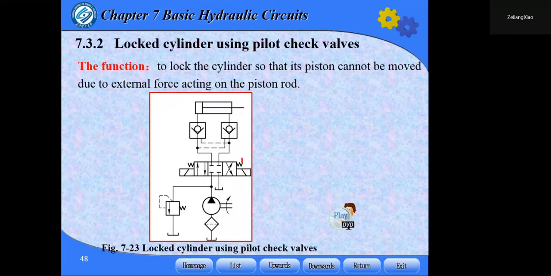The rod chamber is connected to the hydraulic actuated circuit. The first purpose of the locating cylinder is to lock the piston in its position, and external force acting on the piston rod will not move the piston in either direction. The reverse flow through either pilot check valve allows the piston to move. Then the locating is released by the pilot pressure of the check valve. The location precision of the circuit depends mainly on the location.